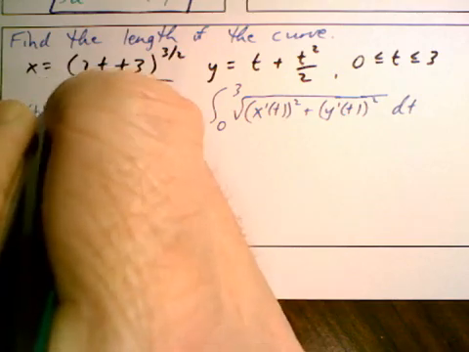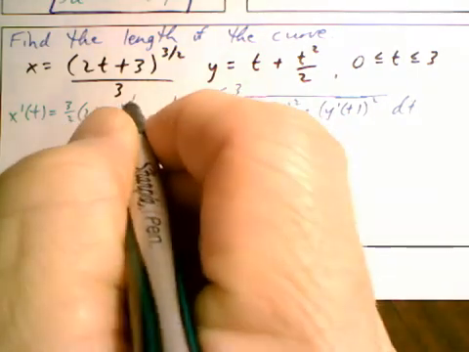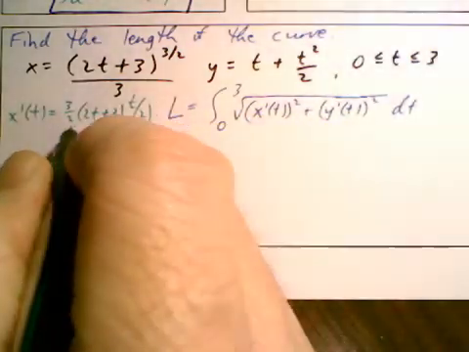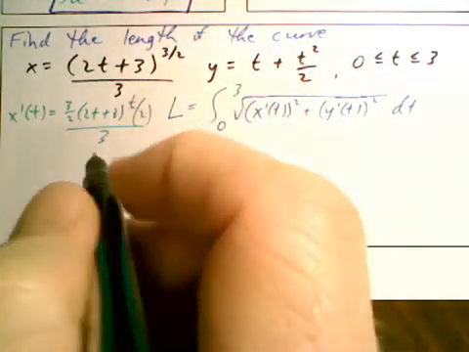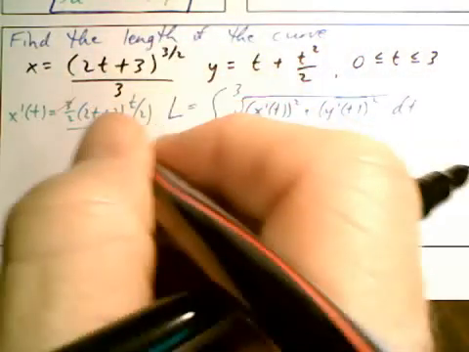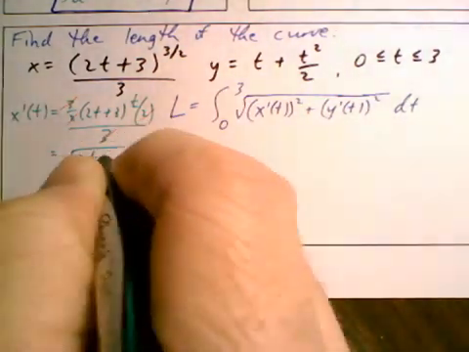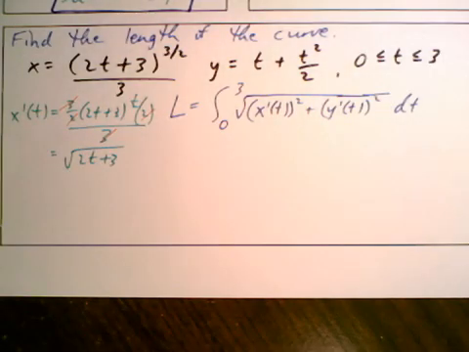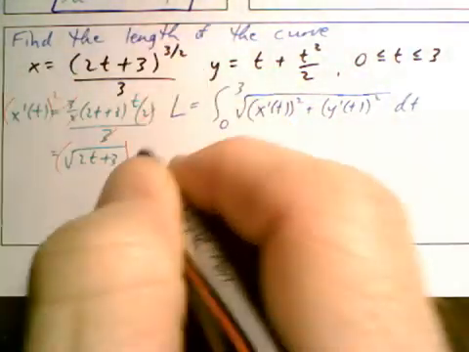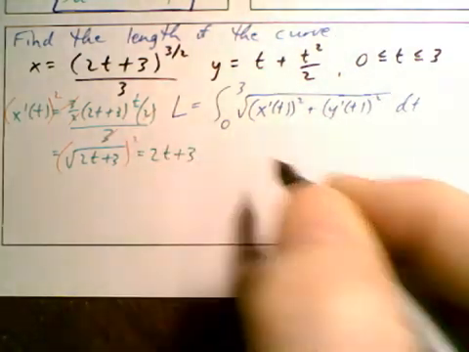x prime of t is equal to, let's take the 3/2, multiply it by the inside to the 1/2, multiply that by the derivative of the inside, and then divide that all by 3. And I could have multiplied by 1/3 as well. Well, if you want to do the math, great. Cancel the 3's, cancel the 2's, and all we get is the square root of 2t plus 3. Okay, so that's x prime of t. But I need x prime of t squared, so I'm going to do that out here. x prime of t squared. So I'm going to square both sides, and I can see that I just get 2t plus 3.